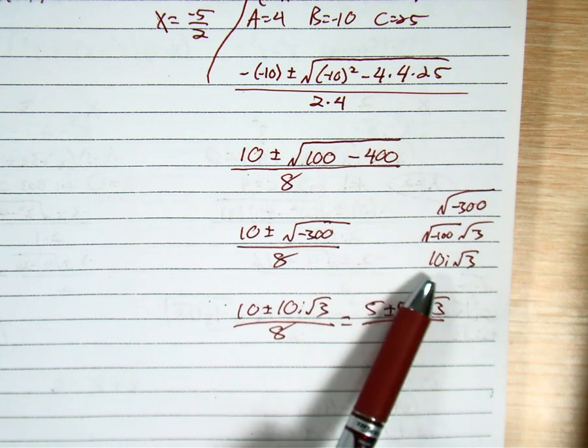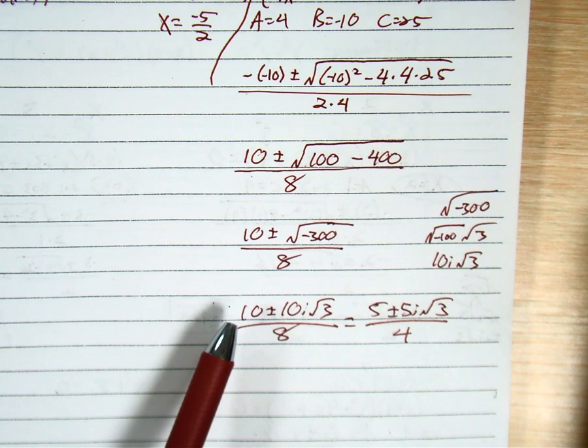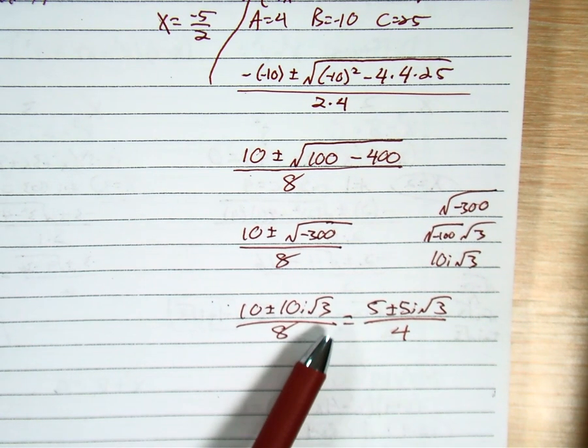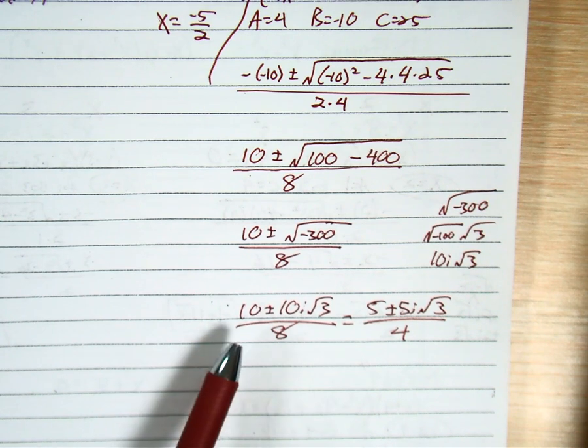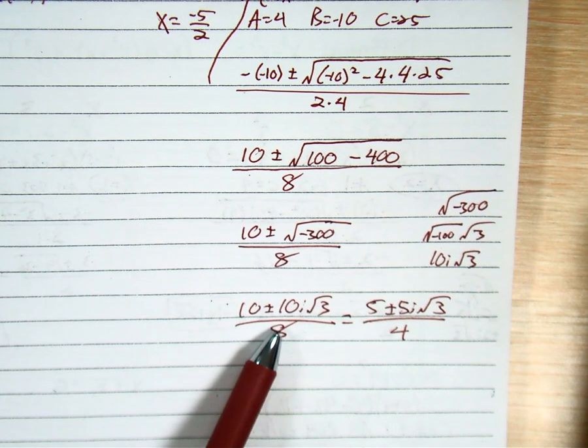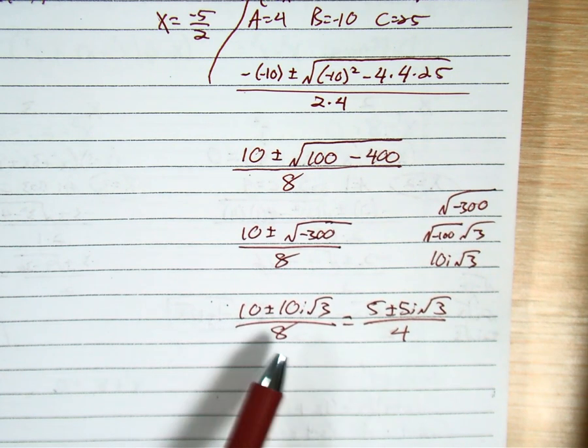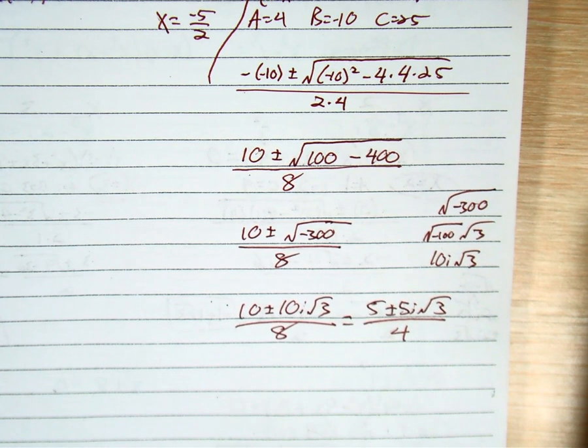Okay, square root of negative 100 is 10i. So we have 10 plus or minus 10i radical 3 over 8. These don't divide perfectly, but 10, 10, 8 are all even, so we can reduce them by a 2. 5, 5, 4. Okay? There you go.